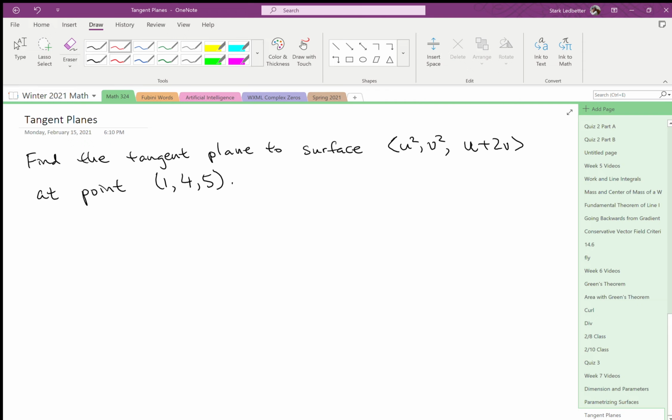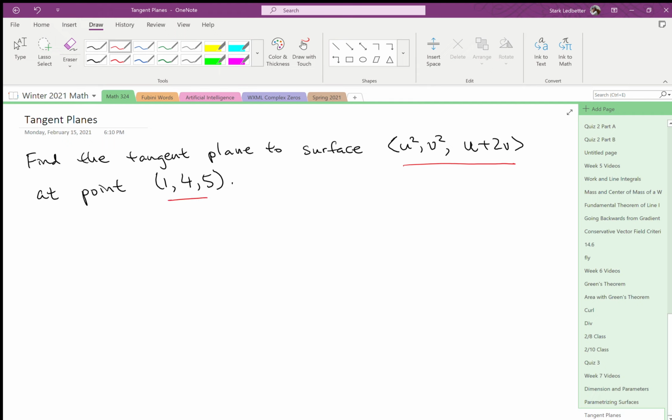All right, for every nice calculus surface, at all the points where it's nice calculus-wise, meaning kind of smooth, you can find the tangent plane. We have to be able to do it with surfaces that are parameterized by two variables. For example, u squared, v squared, u plus 2v. Don't know what that surface looks like, but it's okay.